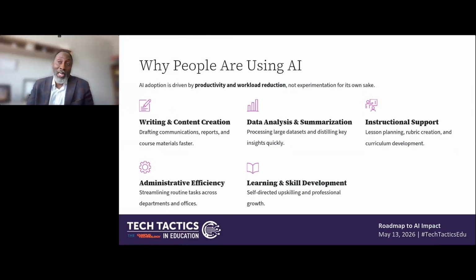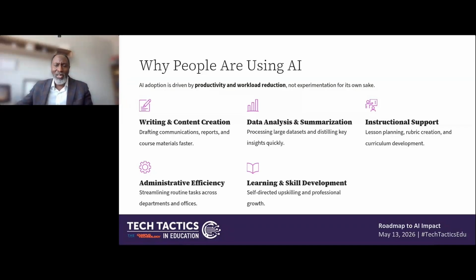Why are people using AI? So that's another AI why question. So why do we need to have governance? But why are people using AI anyway? There are many reasons why people on campuses or in our universities are using AI, from writing emails and content creation to analyzing data, especially spreadsheet data, and instructional support. There are a lot of faculty using it to create lesson plans, rubrics, those types of things.